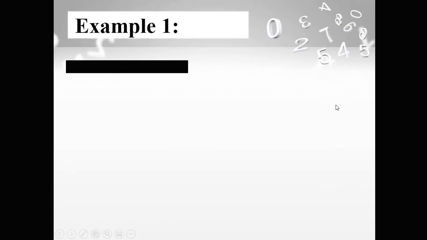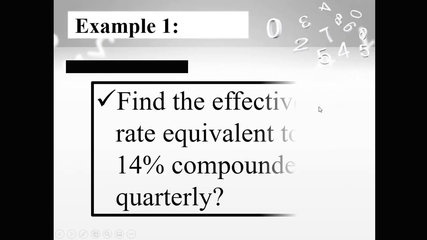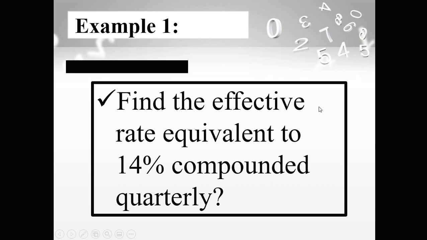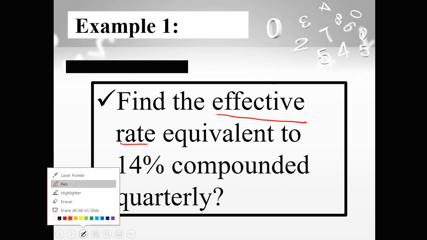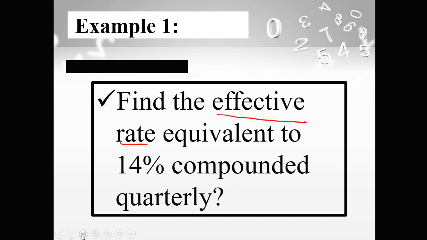Okay, next. Let's have our first example. Example number 1: find the effective rate equivalent to 14% compounded quarterly. So now, let's identify the given. It says you need to find the effective rate. So, ibig sabihin, ang nawawala po natin ay W. Anong letter po si effective rate?